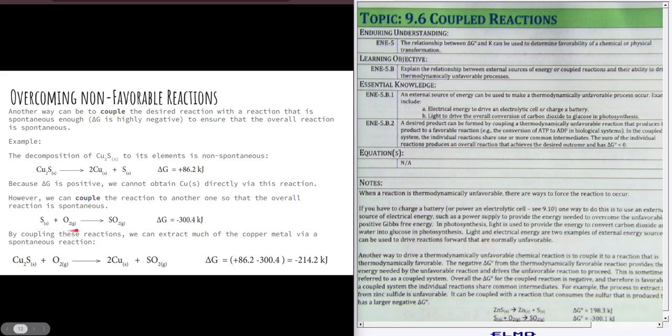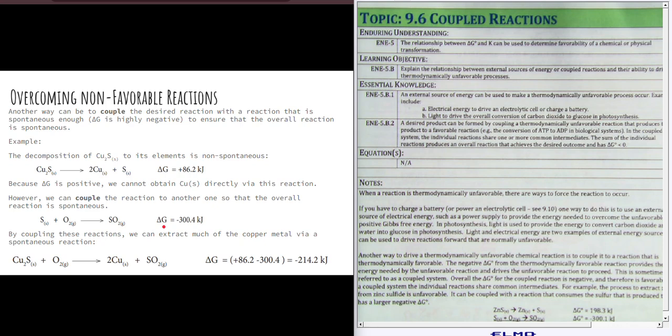Well, if I couple it with this, which is the synthesis reaction of sulfur and oxygen to create sulfur dioxide, this is a spontaneous reaction, big time. And look at this, this is a pretty big delta G value. I mean, it's big in the negative sense. It's negative 300.4 kilojoules. So that's a pretty negative value.